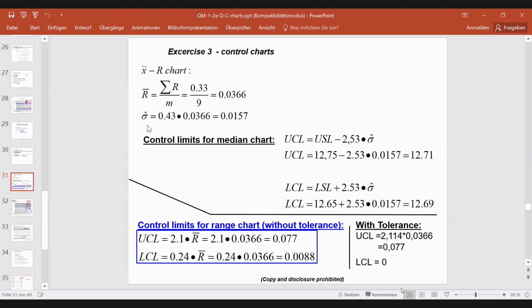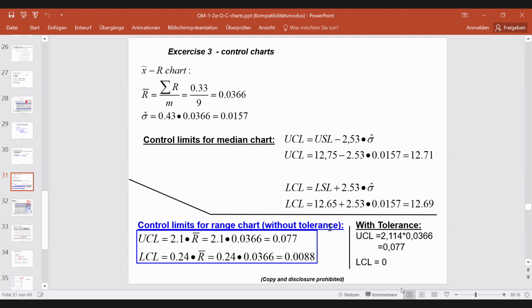And then we can also calculate the estimated variation of the population, which is called sigma roof. And with this, we can calculate the control limits for the median chart. Here the upper limit result is 12.71, and here the lower limit result is 12.69.